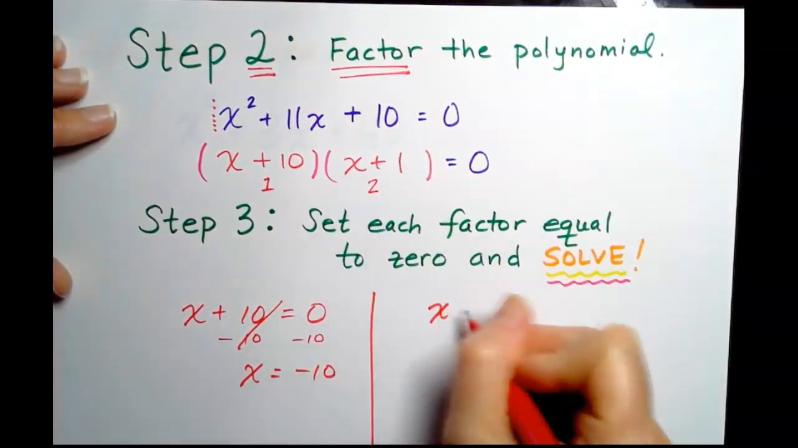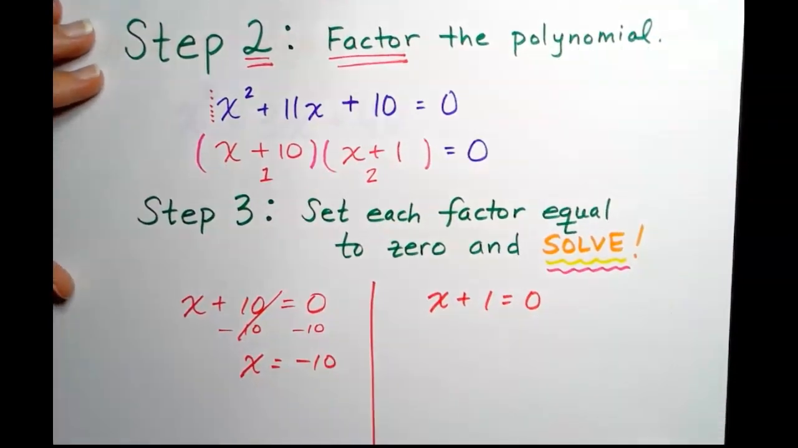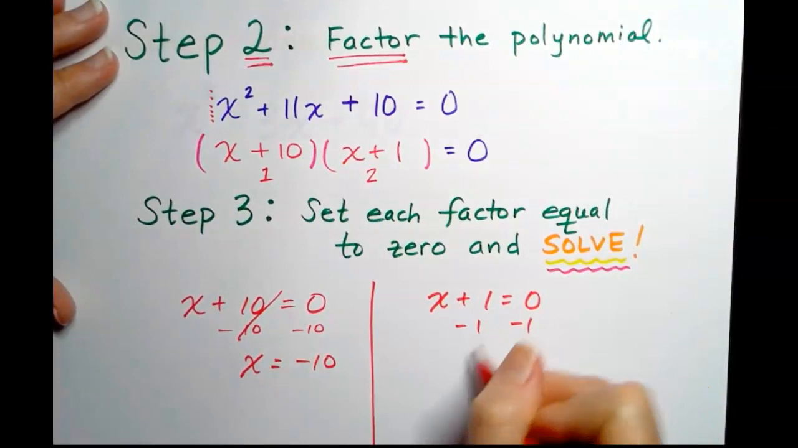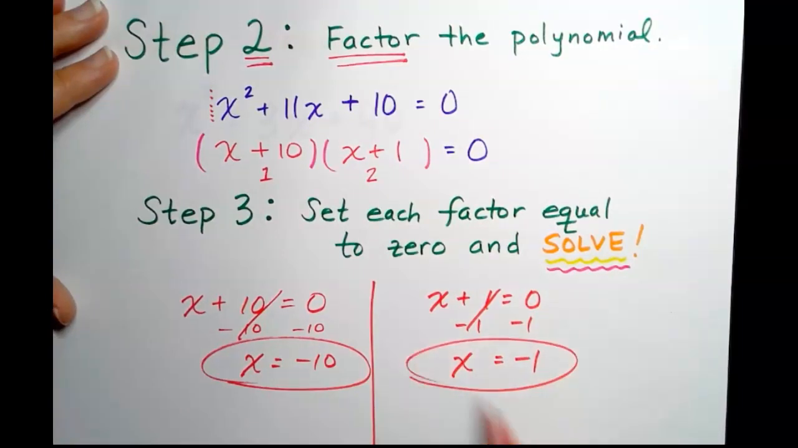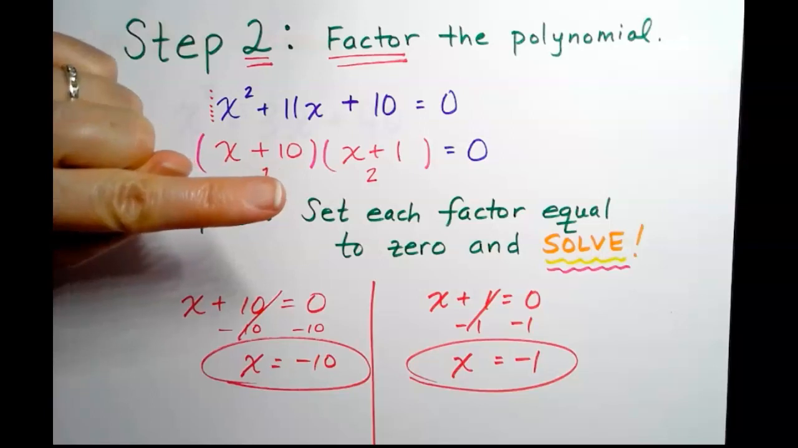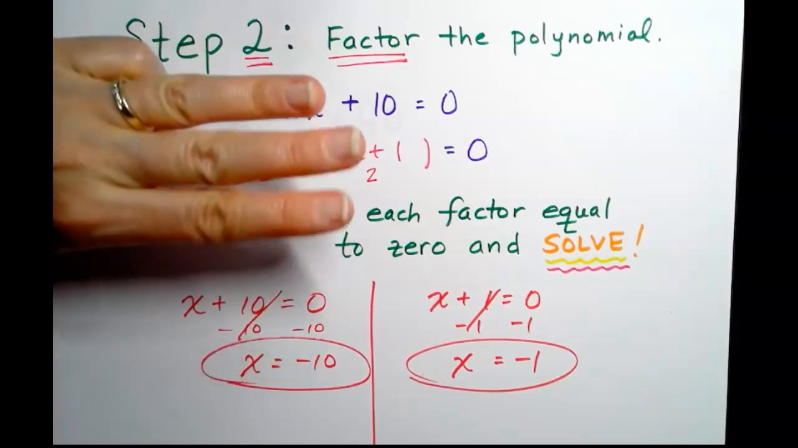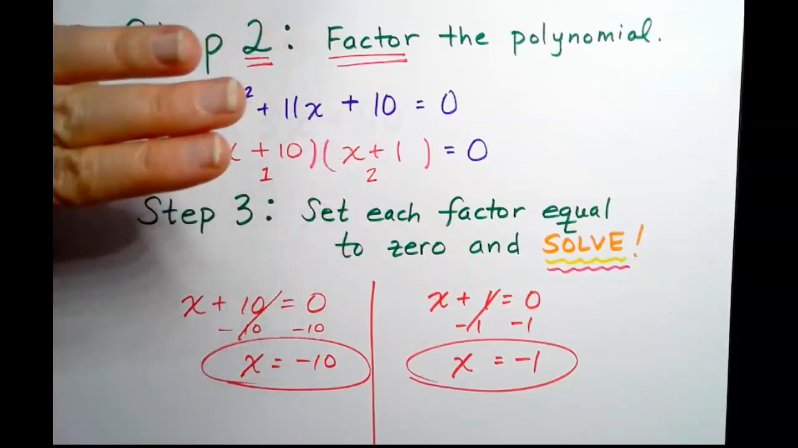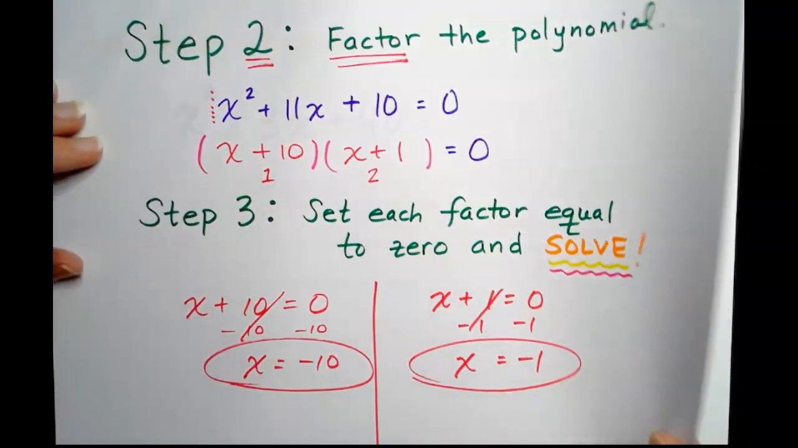Second factor, x plus 1 equals 0. So set each factor equal to 0 and solve. Minus 1, the ones cancel, x equals negative 1. Two answers, two factors, two distinct factors are going to yield two distinct answers. So step 1, we put in standard form and set equal to 0. Step 2, we factored the polynomial. Step 3, set each factor equal to 0 and solve. Be sure that you write down our steps.